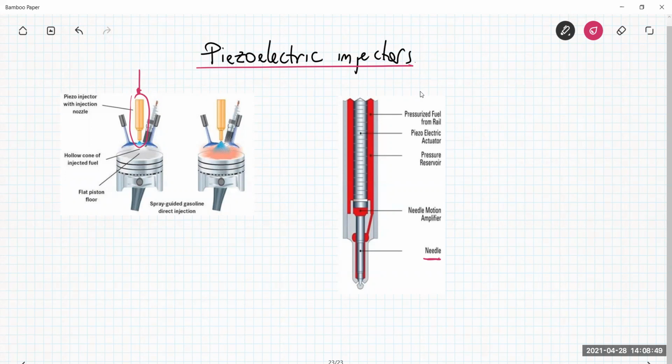The needle can be raised up or can be down in order to spray the fuel into the combustion chamber. For example, when the needle is rising up, it makes it possible for the fuel to be injected into the combustion chamber. When the needle is down, the little hole that you have at the point of this injector is closed, and so you cannot have any injection of the fuel.